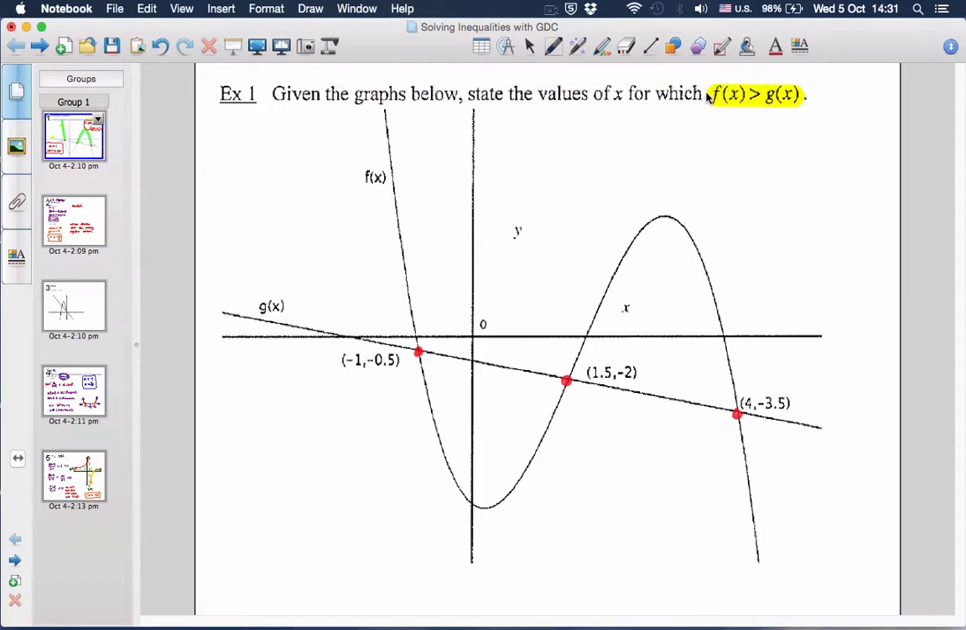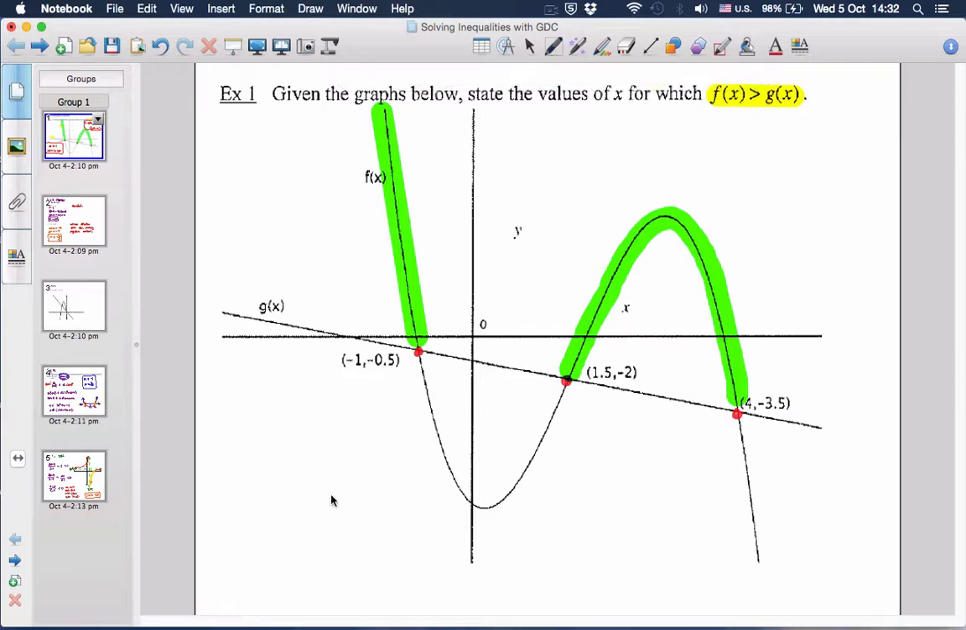Then, because we want f of x to be greater than g of x, we are looking for intervals where f of x is above g of x. How about -∞ to -1? Is f of x above g of x? Yes, because f of x is over here and g of x is down there. How about from -1 to 1.5? Well, f of x is below g of x. So from -1 to 1.5, f of x is less than g of x, and that's not what we want. From 1.5 to 4, f of x is above g of x, and that is what we want because f of x is greater than g of x.